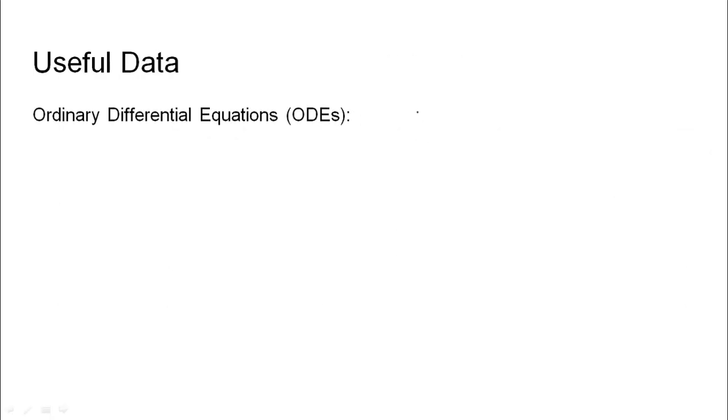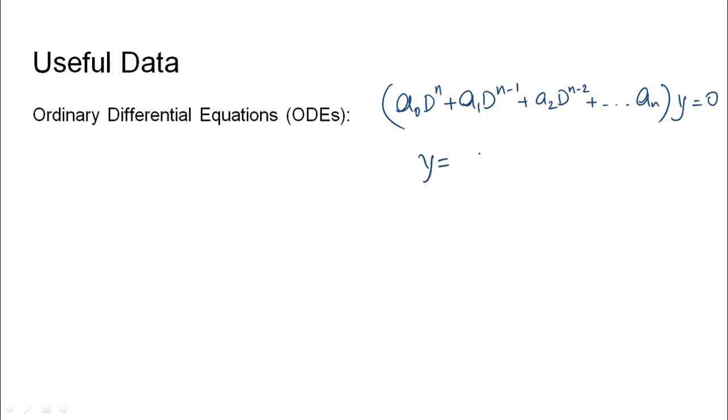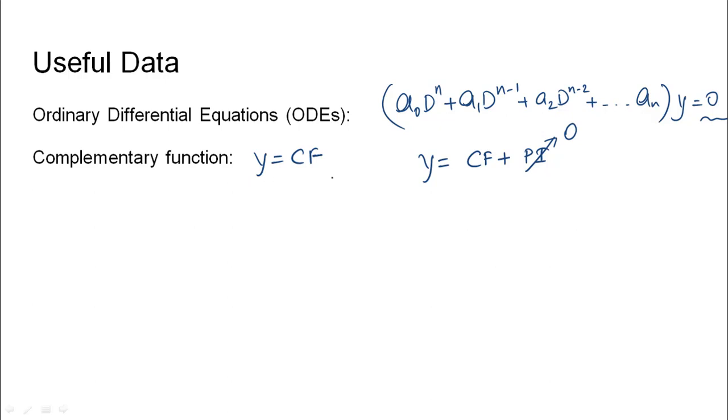When we are given an ordinary differential equation of the format a0 D to the power n plus a1 D to the power n minus 1 plus a2 D to the power n minus 2 and so on till an times y equals 0, the solution is written as complementary function plus particular integral. But since it is a homogeneous differential equation whose right hand side is 0, the particular integral will be 0 and the solution will only comprise the complementary function. So generally there are three cases which exist for a complementary function.